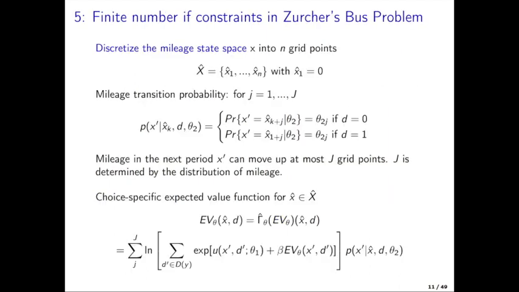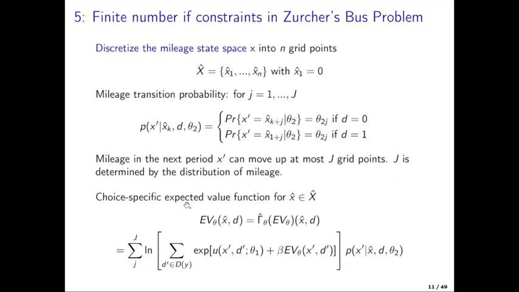Now moving on. Before we talk about the Jacobian of the constraints, I want to remind you a little bit about the discretization of the model. We discretize the mileage to n bins. This means that x mileage goes from x1 up to xn, and the first element is zero.